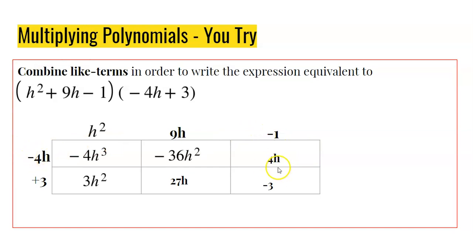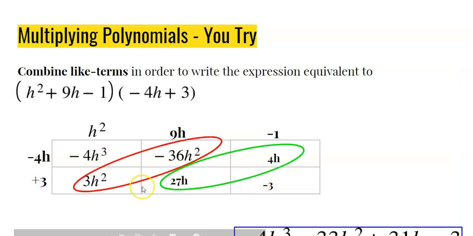Only one variable, 4h. 3 times h squared, only one number, keep the number. Only one variable, keep the variable. So 3h squared. 3 times 9h, 3 times 9 is 27. Only one variable, keep the variable. 3 times negative 1, positive times negative is negative 3.